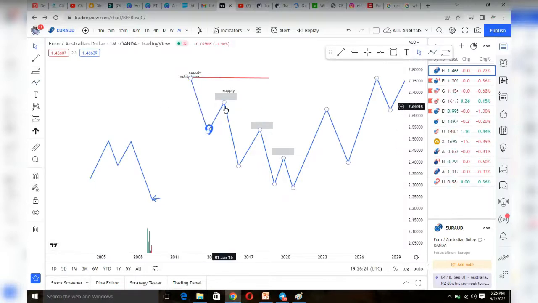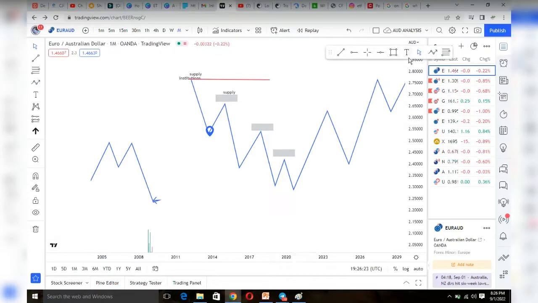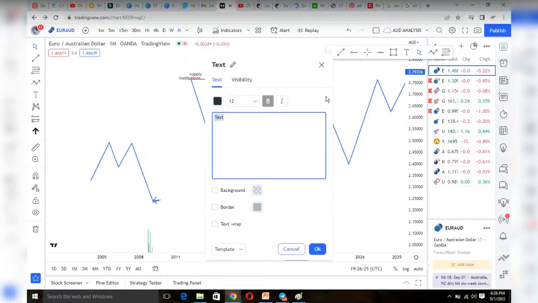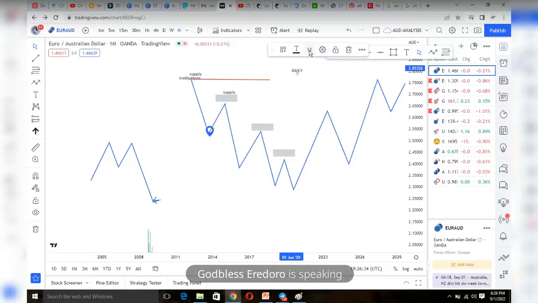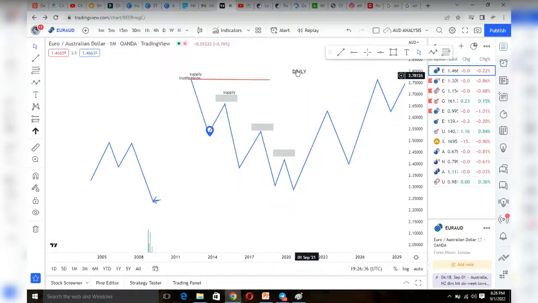But when this market comes in, let's say this is our daily time frame. Are you with me, guys? Are you hearing me? Yes, sir. All right. So let's say this is the daily time frame.